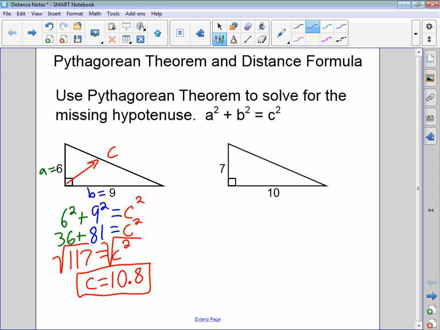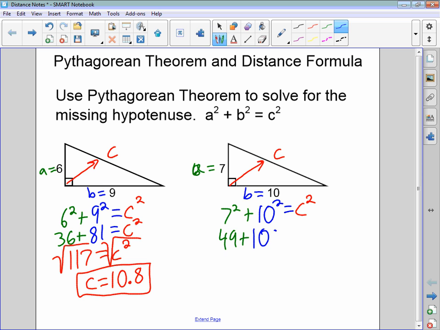The next problem we look at, we label our hypotenuse, so we go across from our right angle, and we label our two sides, A and B. We now put them into our formula. 7 squared plus 10 squared equals C squared. 7 squared is 49. Plus 10 squared is 100. C squared, still there.